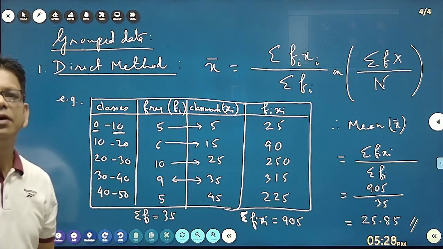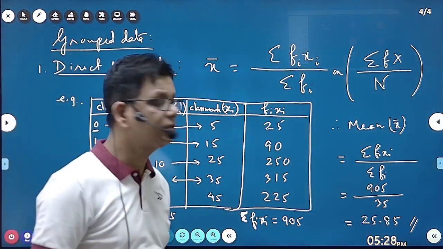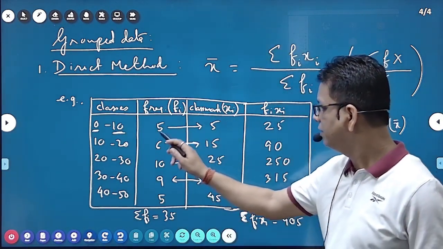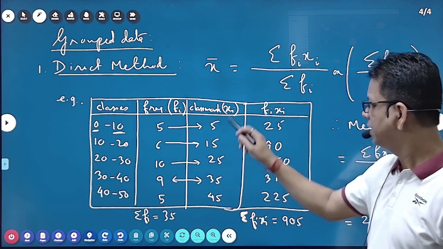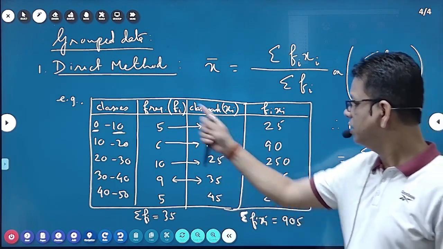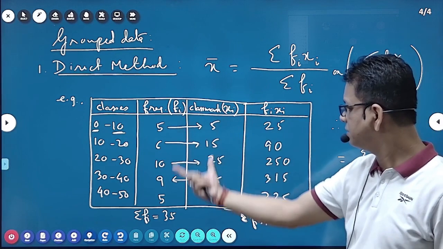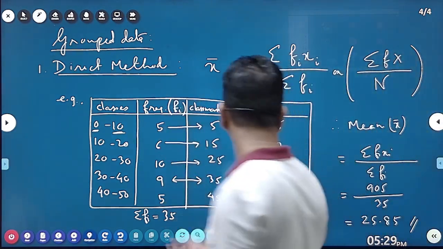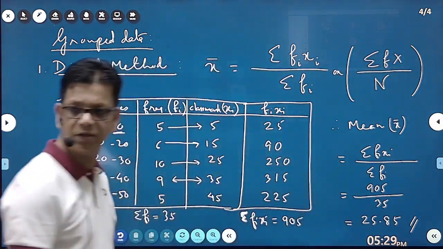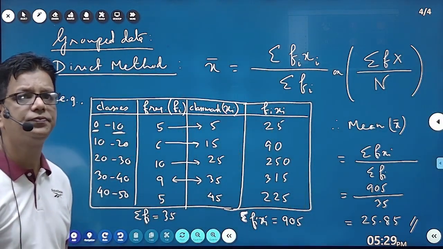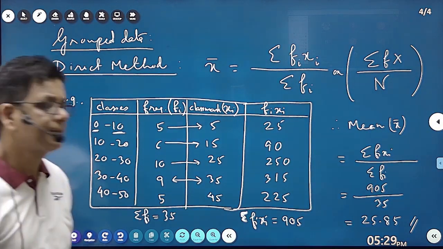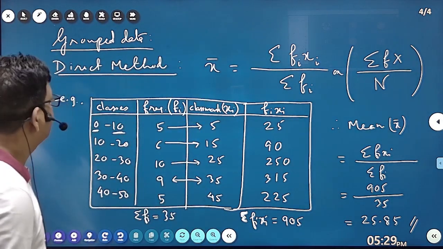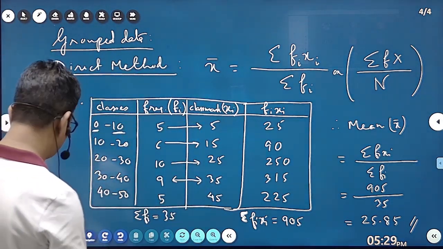Getting it? Now, we go by this method when the fi and xi are numerically small. You look at the fi, 5, 6, 10, etc., smaller numbers. Xi also smaller numbers. So we go by the direct method. When these numbers are smaller, the calculation becomes easier, and hence we get the required mean. Is it okay, all of you? All right. So let's go to the next.